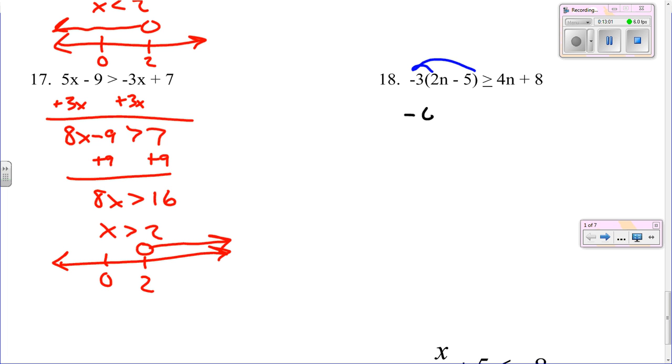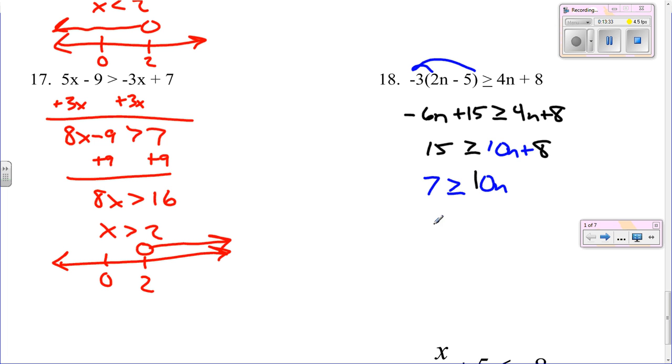Distribute your negative 3. Gives you negative 6n plus 15 is greater than or equal to 4n plus 8. Now you're going to subtract your 4n, or we can add the 6n over. Either way is fine. 15 is greater than or equal to 10n plus 8. Subtract the 8. Gives you 7 is greater than or equal to 10n. Divide by 10, you get 7/10 is greater than or equal to n. And so you got to flip the direction of it. N is less than or equal to 7/10.